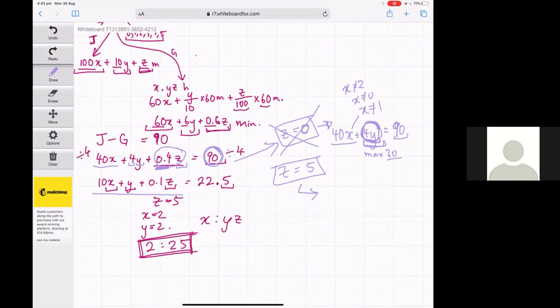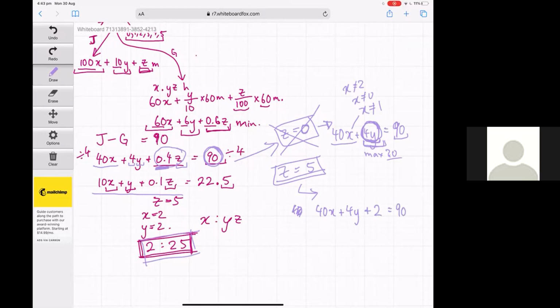And this is going to give us the solution that we've already found, but we'll also see why nothing else is possible. So if this was the case, we'd get 40x plus 4y plus 2 equals 90.